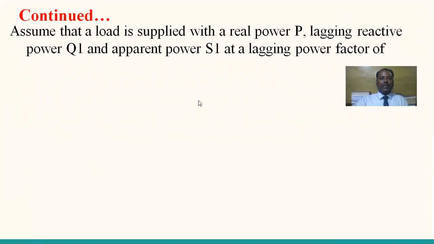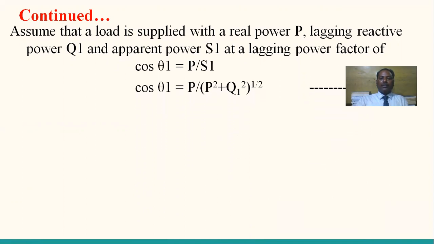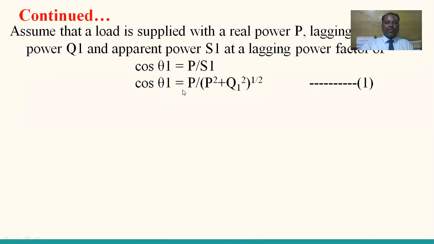Assume that a load is supplied with a real power P, lagging reactive power Q1 and apparent power S1 at a lagging power factor of cos phi 1 equal to P by S1. This can also be written as cos phi 1 is equal to P by (P square plus Q1 square) whole power half. That is P by S, where S is equal to square root of P square plus Q square.